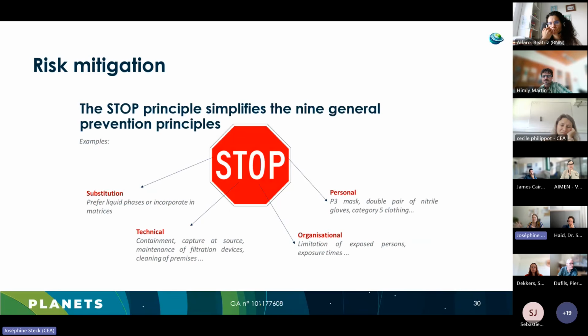We can summarize, simplified, these 9 general prevention principles with the STOP principle. If you have to remember one thing as industrial, it is STOP. S for substitution, T for technical, O for organizational, and last and least, P for personal.